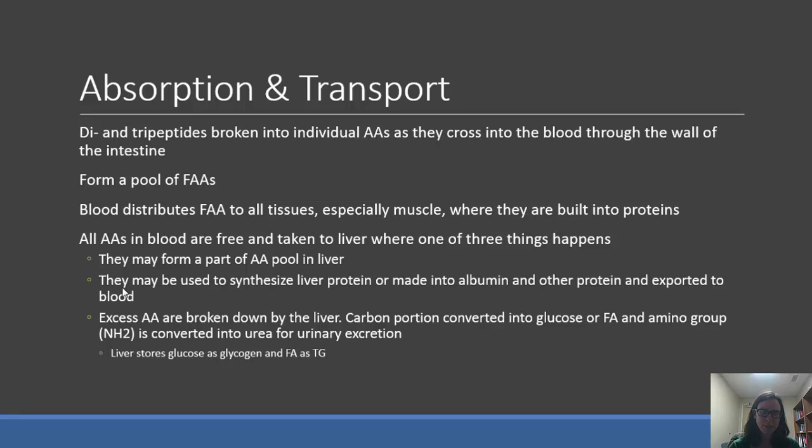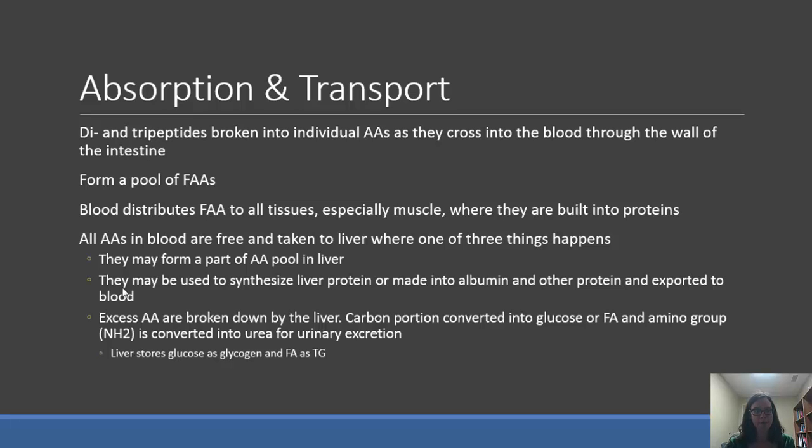So all amino acids in the blood are free, and they're taken to the liver, where one of three things happens. So first, they might form part of an amino acid pool in the liver. And you can just kind of think of this as a reserve of the specific amino acids that we might need to build specific proteins. These free amino acids can also be used at that time in the liver to synthesize proteins in the liver, or be made into albumin or other proteins that are exported into the blood.